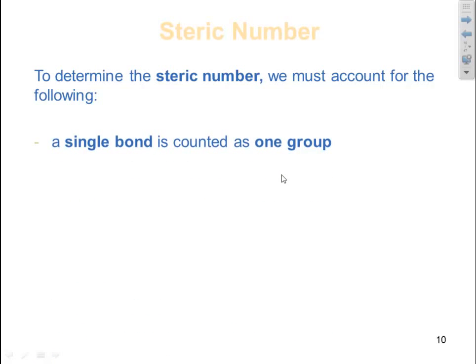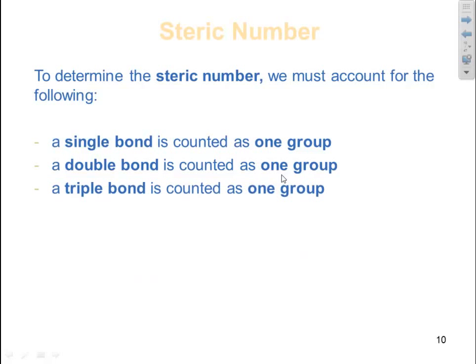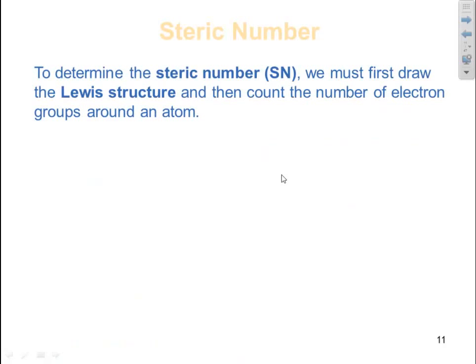A single bond counts as one group. A double bond is counted as one group. A triple bond is counted as one group. A lone pair is counted as one group. Basically, each electron density region, meaning a group of electrons between atoms, around an atom counts as one group, and a lone pair counts as one group as well. To determine the steric number, we must first draw the Lewis structure and then count the number of electron groups around an atom.